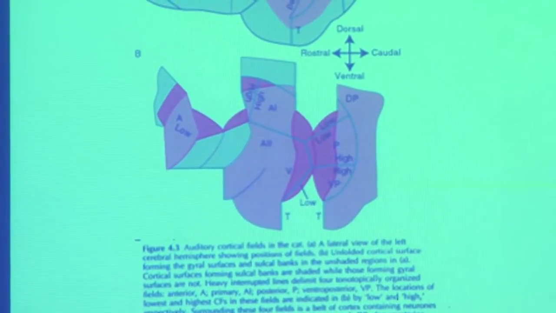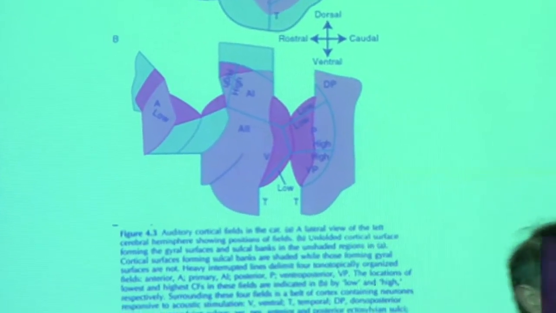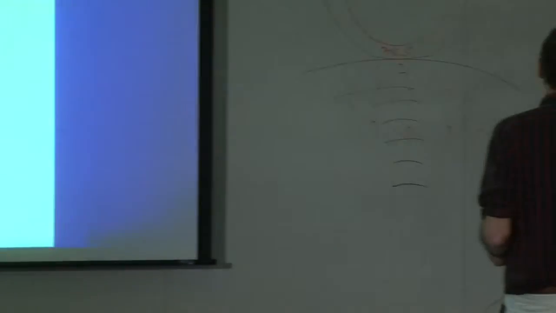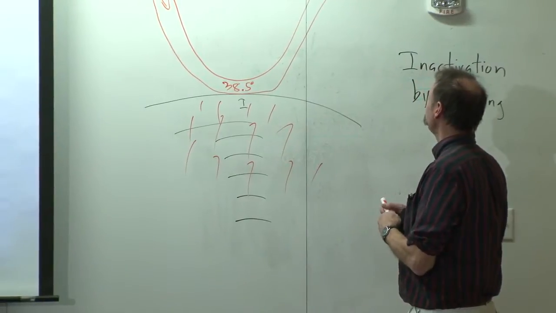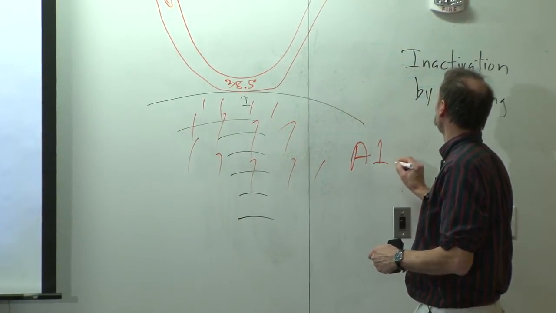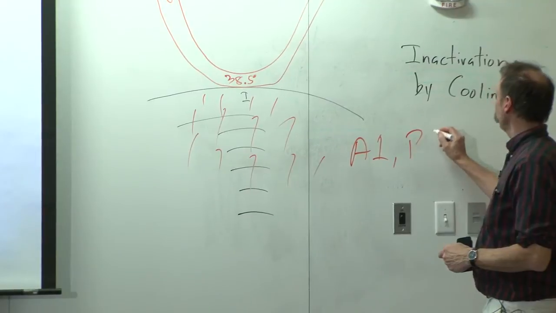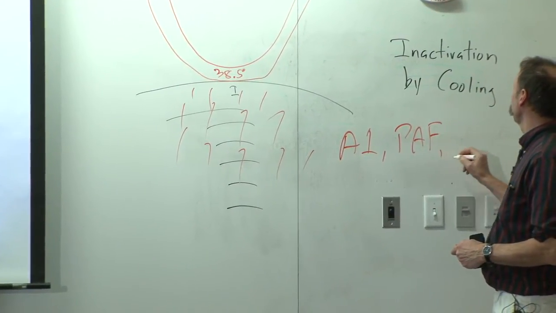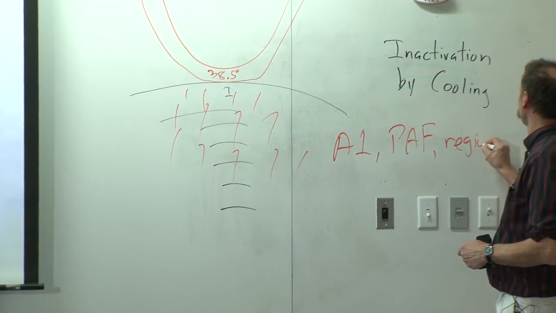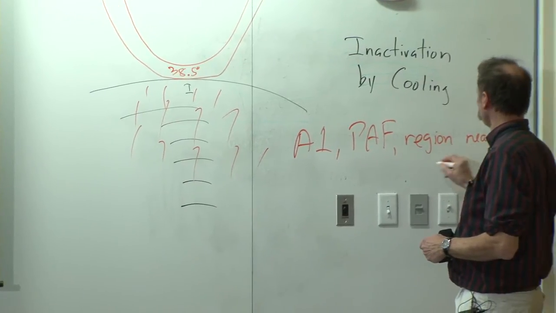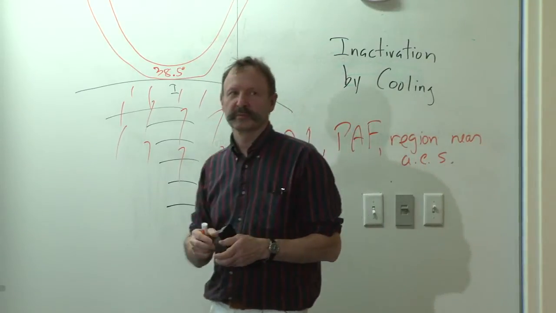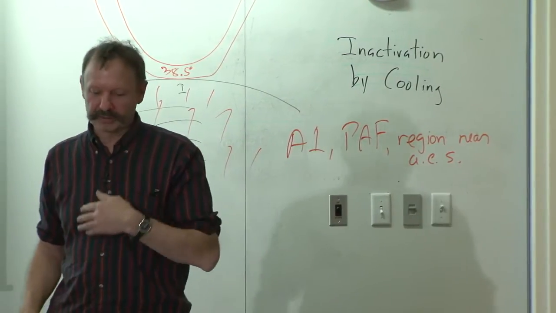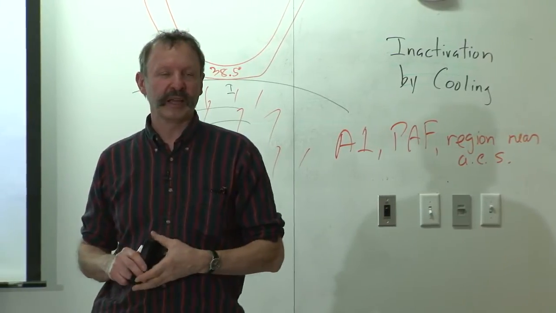So what do we take home from that? It seems like there are several fields that are important in sound localization behavior. Looks like A1, P or PAF as it's sometimes called, and a region near the anterior ectosylvian sulcus are all important. And it's a little bit controversial why the old lesions didn't actually show this.